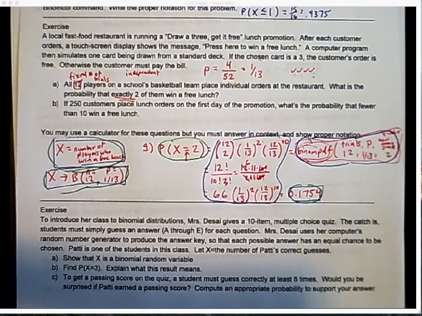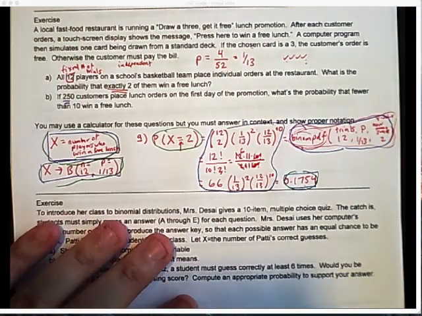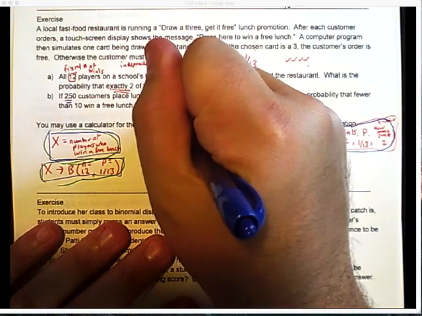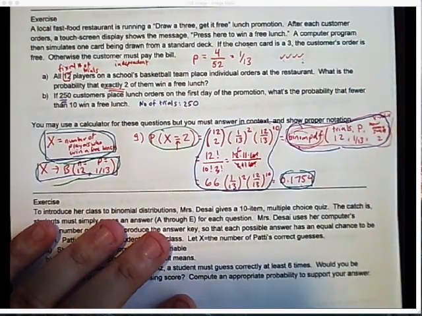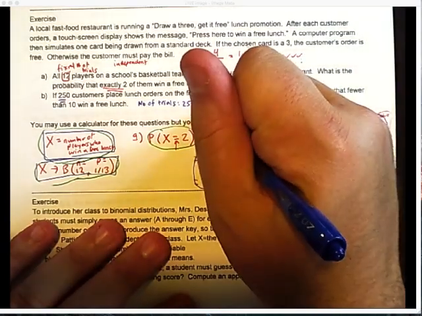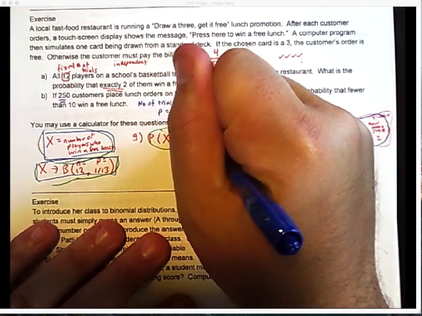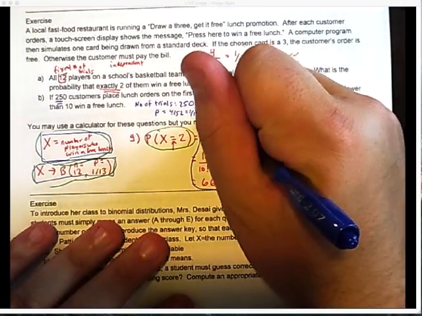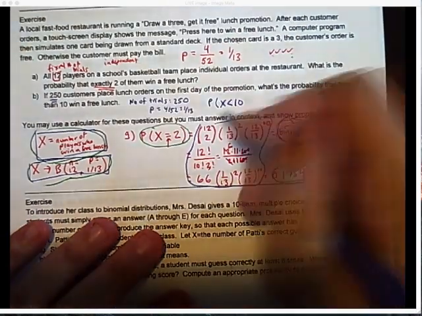All right. Now, part B. It says if 250 customers place lunch orders. So here the number of trials just got changed. Okay, there's 250 now. It says, what's the probability that fewer than 10 win a free lunch? So now I want to figure out, still the probability of success is the same. It's 4 out of 52, or you could write that as 1/13. All right. But now they want to know what's the probability that less than 10. That's what less than 10 means, less than.